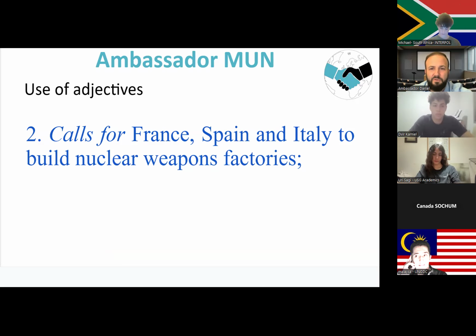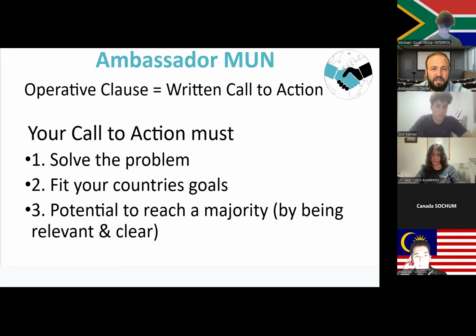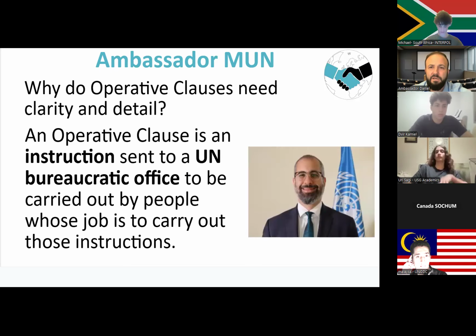So this is operative clauses. Your call to action, by the way, needs to solve the problem, fit your country's goals, and potentially reach a majority by being relevant and clear. And why does it need to be that? Because an operative clause is an instruction sent to a UN bureaucratic office to be carried out by people whose job it is to carry out those instructions. So this is why we need to write clearly, and it's good practice for us. When it's written, we all see what it is dealing with.